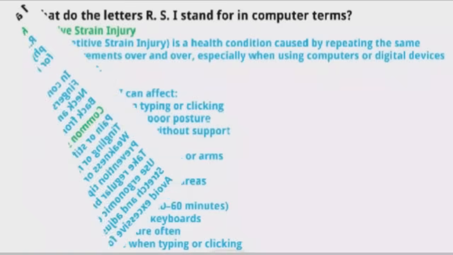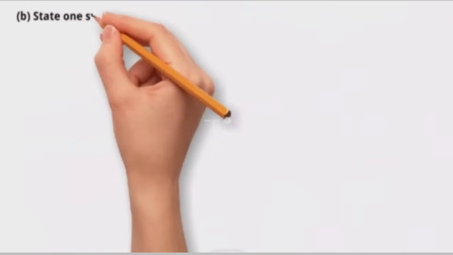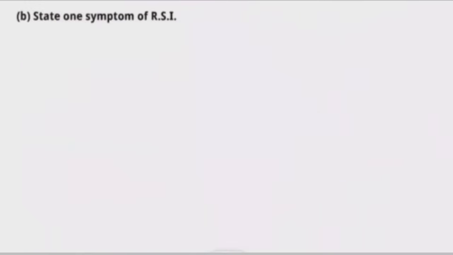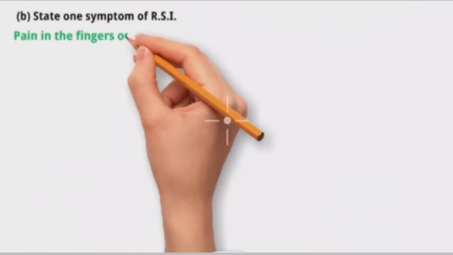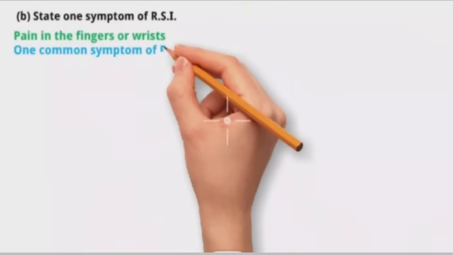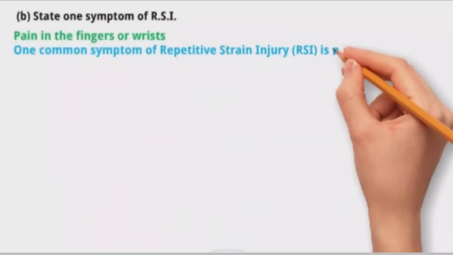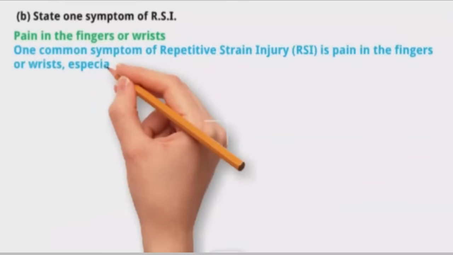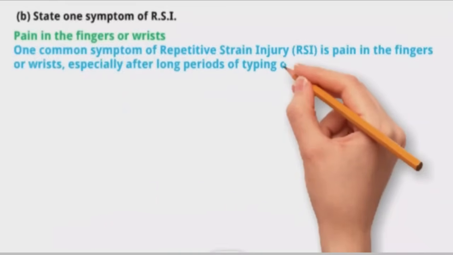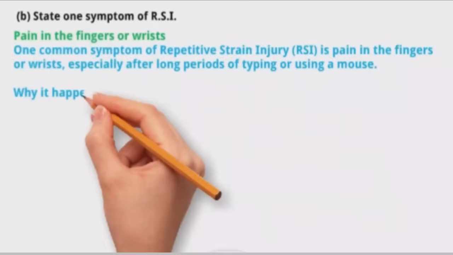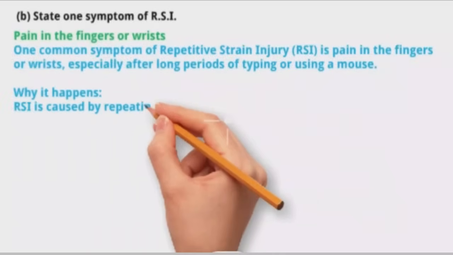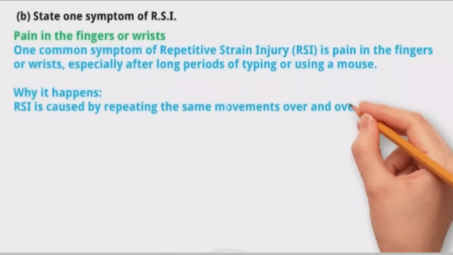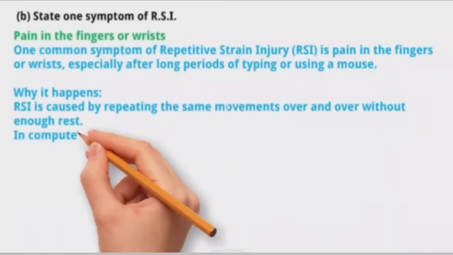Now let's go to question 1B. State one symptom of RSI. Correct answer, pain in the fingers or wrists. One common symptom of repetitive strain injury, RSI, is pain in the fingers or wrists, especially after long periods of typing or using a mouse. Why it happens? RSI is caused by repeating the same movements over and over without enough rest.